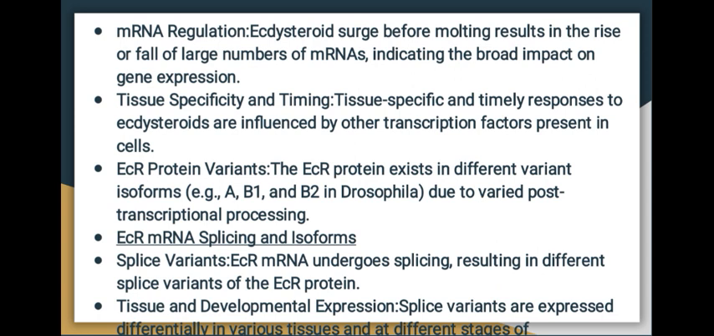And ECR protein variants. The ECR protein exists in different variant isoforms, A, B1, B2 in Drosophila, due to varied post-transcriptional processing. And ECR mRNA splicing and isoforms. ECR mRNA undergoes splicing, resulting in different splice variants of ECR protein. And tissue and developmental expression. Splice variants are expressed differently in various tissues and at different stages.